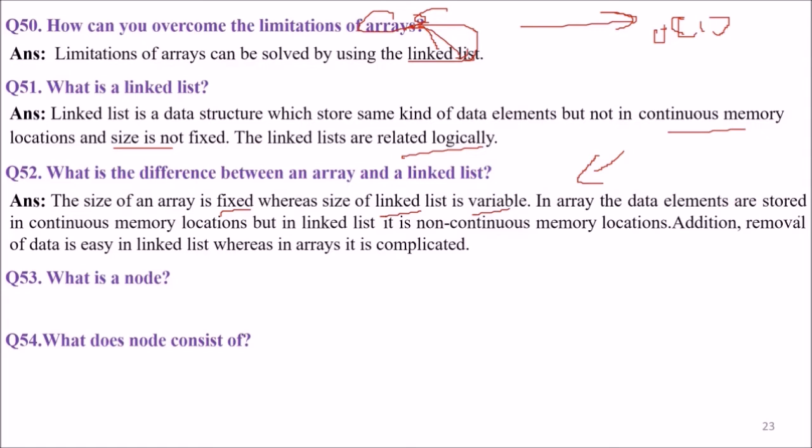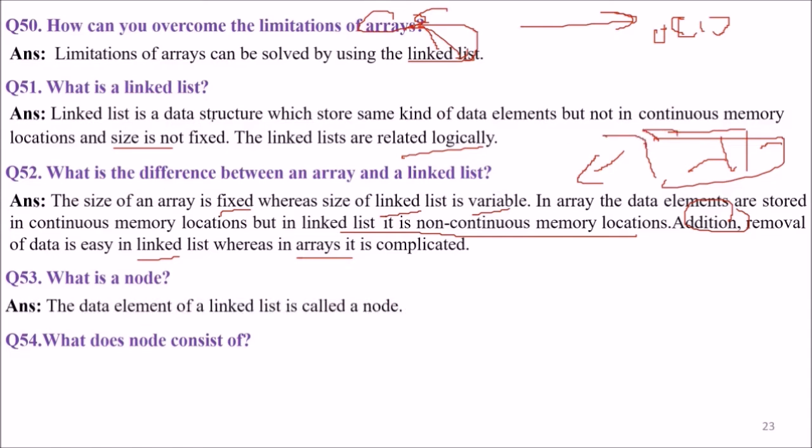In an array, the data elements are stored in contiguous memory locations, but in a linked list, they are in non-contiguous memory locations, or they are logically related. They can be anywhere in the memory. Addition and removal of data is easy in a linked list, whereas in arrays it may be complicated, because if you want to delete the middle element, you have to shift all these elements. Complexity is very high.